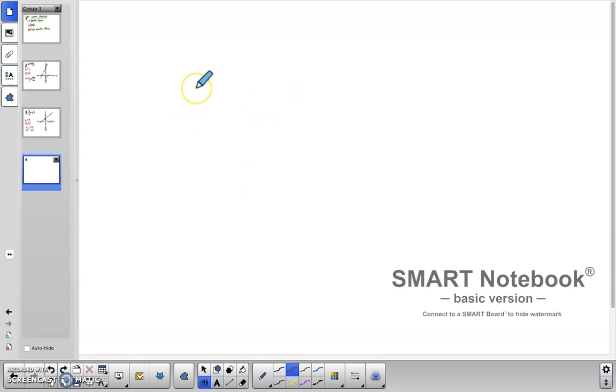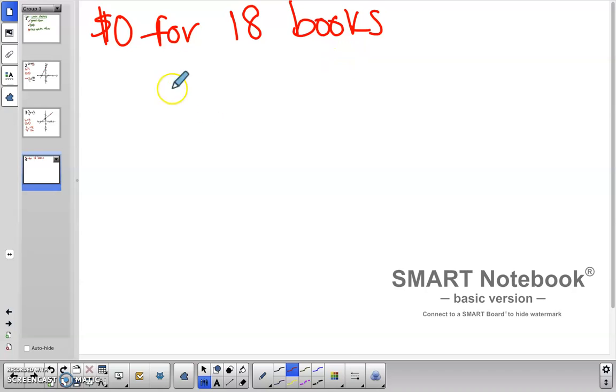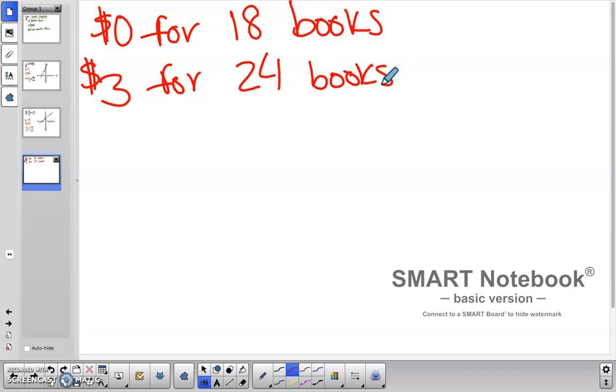So in this case, let's do the y-intercept. We need to try to find the slope. So they're giving us the y-intercept, but we need to try to find the slope, okay? So let's say it costs $0 for 18 books, and it costs $3 for 24 books. How much does each book cost?